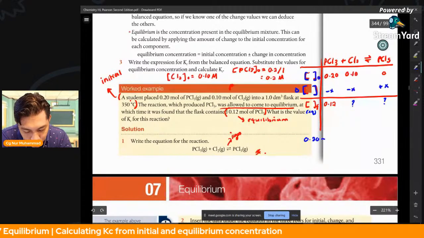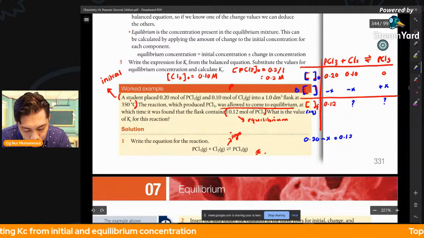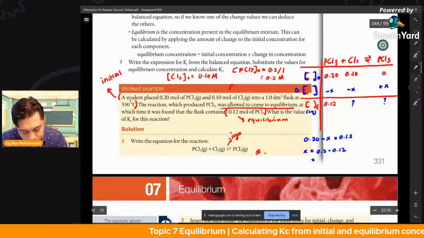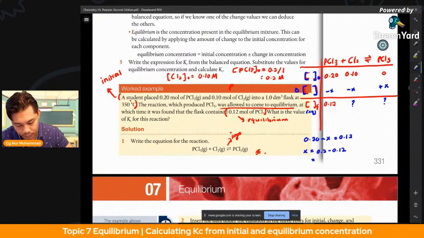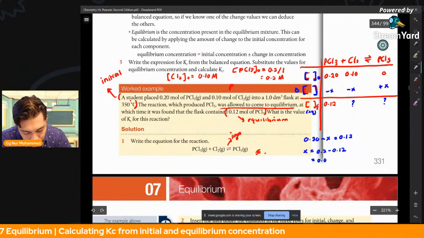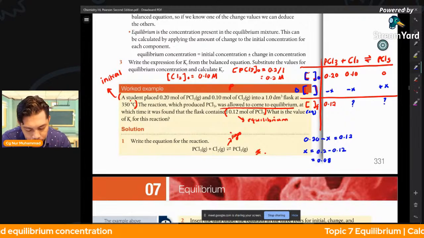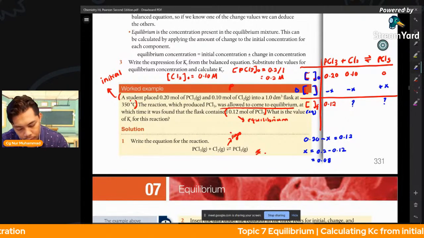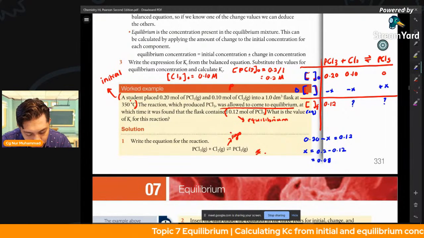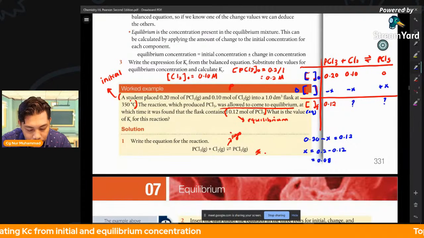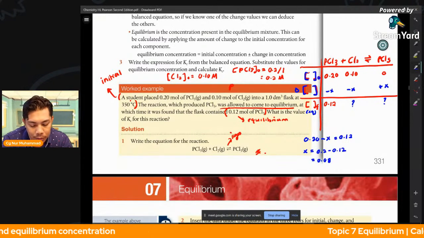So 0.2 minus X equal to 0.12. So value of X, 0.2 minus 0.12. Dapat jawapan berapa? 0.08, betul. Okay, 0.08. Okay, betul. So dekat sini X dah tahu 0.08. Okay, jadi boleh tak nak cari concentration Cl2?